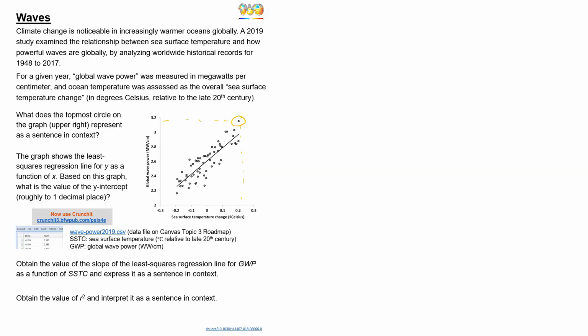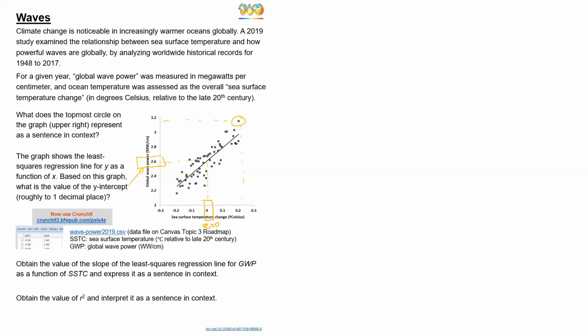So for example, we can find the value of the y-intercept. And for that, we have to remember that the y-intercept is the value of y when x equals 0. So that means we need to first locate x equals 0 on our graph, which in this case happens to be in the middle roughly of the horizontal axis, and then project that onto the regression line so that we can then see what's the equivalent value of y at that point. And we can see that the value of the y-intercept is roughly 2.6 megawatt per centimeter, which is the value of y on this straight line when x is equal to 0.